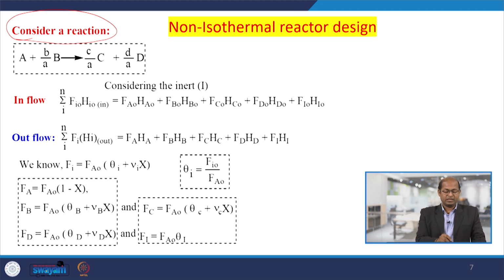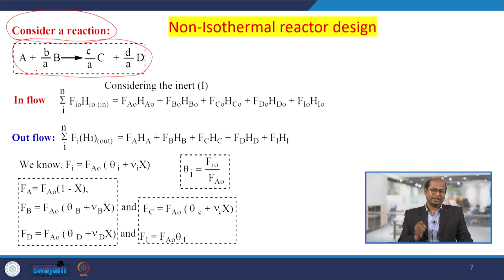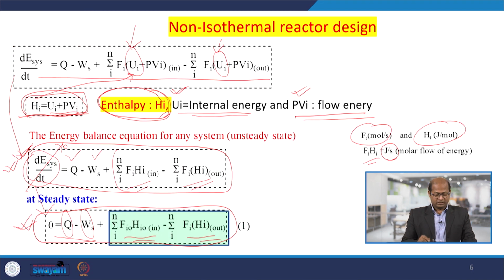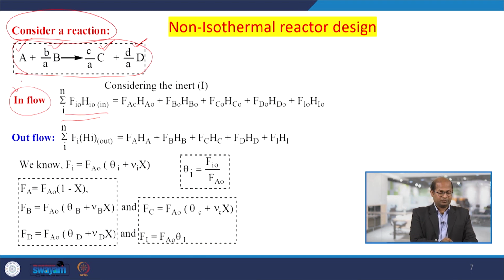So, now let us say any reaction is this. Here two components are on the left hand side, component A and component B, and on the right hand side are components B, C and D, that is the product. So, nth number of flow ins. In these equations, this is the in, this is the out part, energy in, energy out. So, this energy flow in, we can write based on all components: component B, component C, component D, component I.